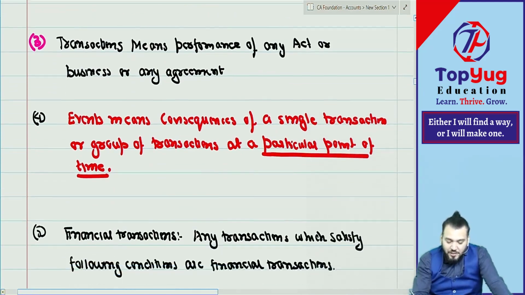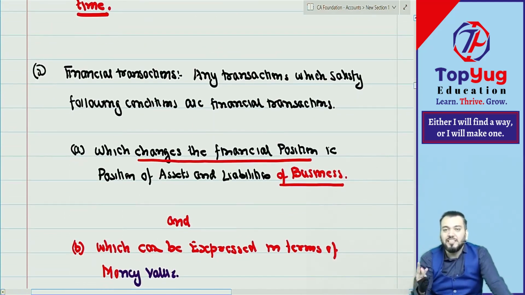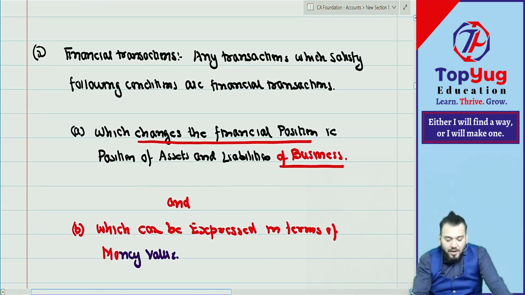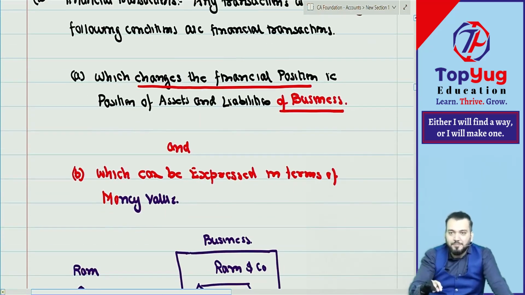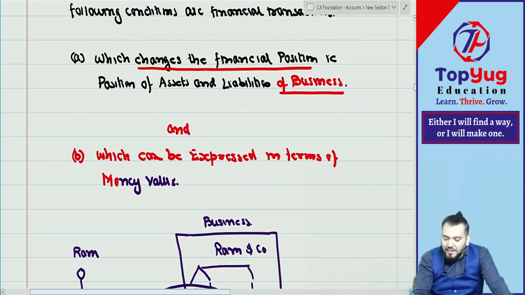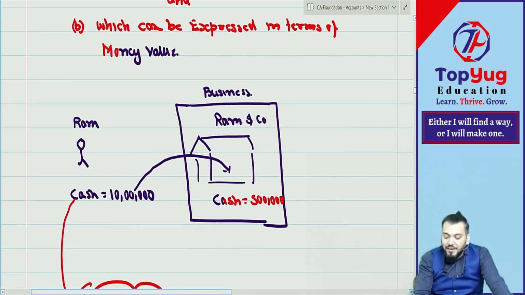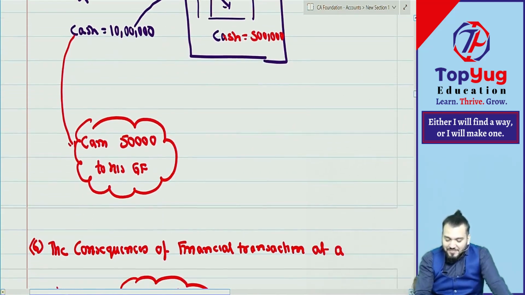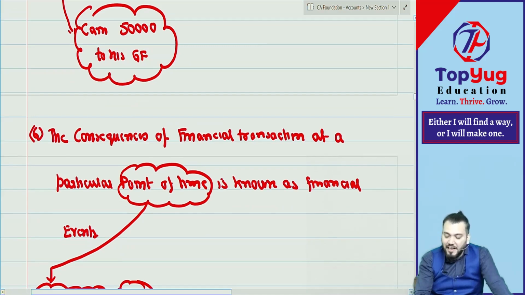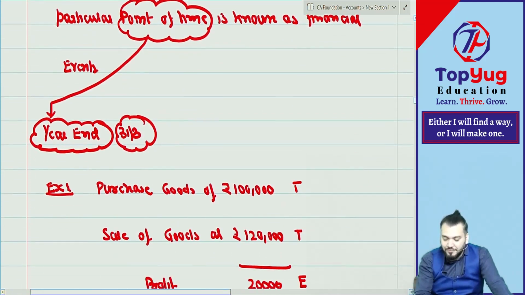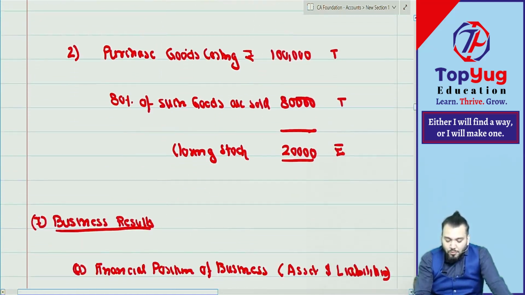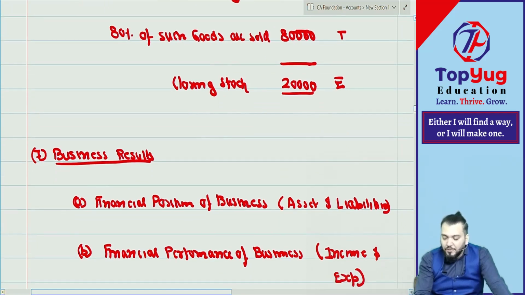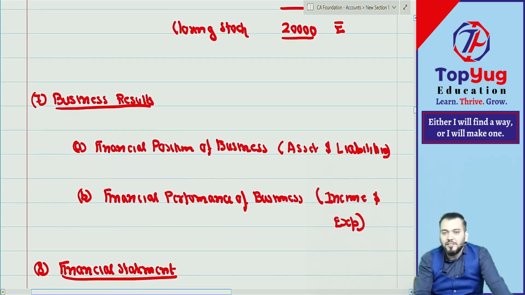So can you say me what is the financial transaction? Any transaction which satisfy two conditions. First condition is what? Which changes the financial position of a business. Second condition, which can be expressed in terms of money value. Very good. Then what is the meaning of financial event? At a particular point of time here means what? At accounting year end, correct? Then we have discussed what is business result. It means financial position and financial performance, correct.